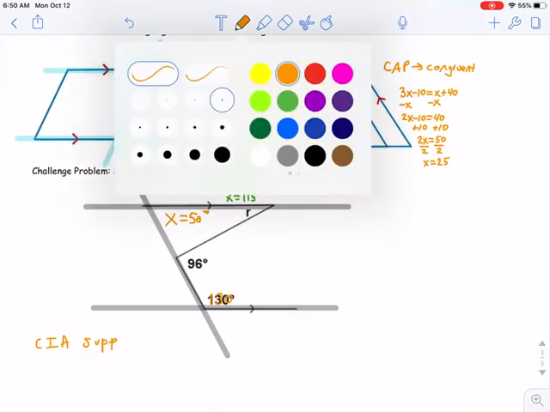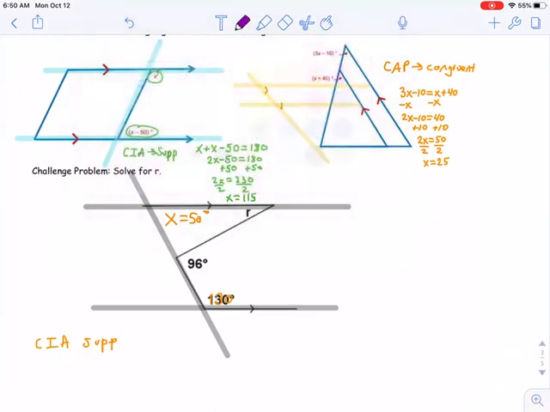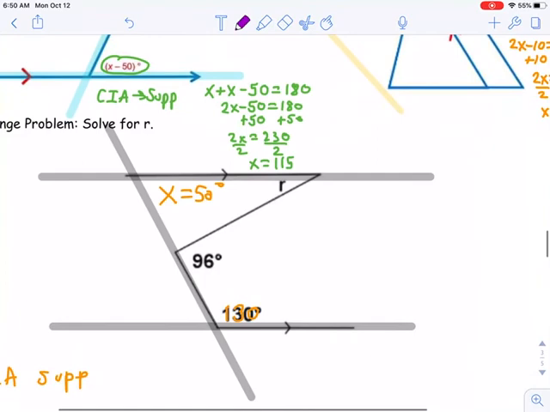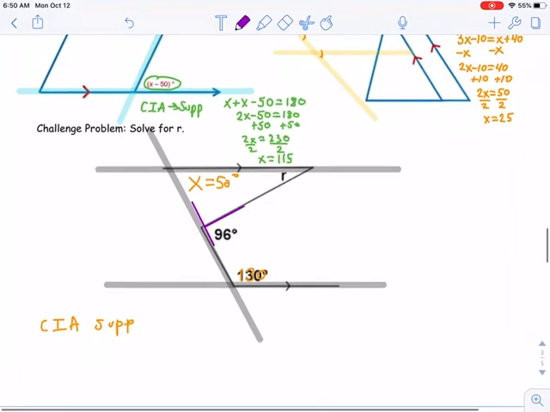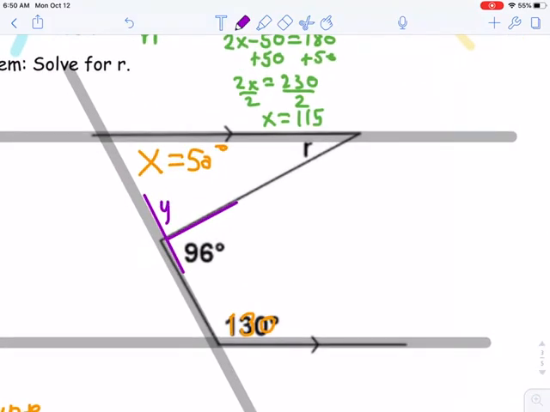Okay, wow. Well, I need r. That's not r. I didn't find r yet. Well, let's look right here. Right here we have a linear pair, and they're supplementary. All right, so I'm going to be really creative and call this y. Y is going to be 84 degrees. So we have this linear pair right here.